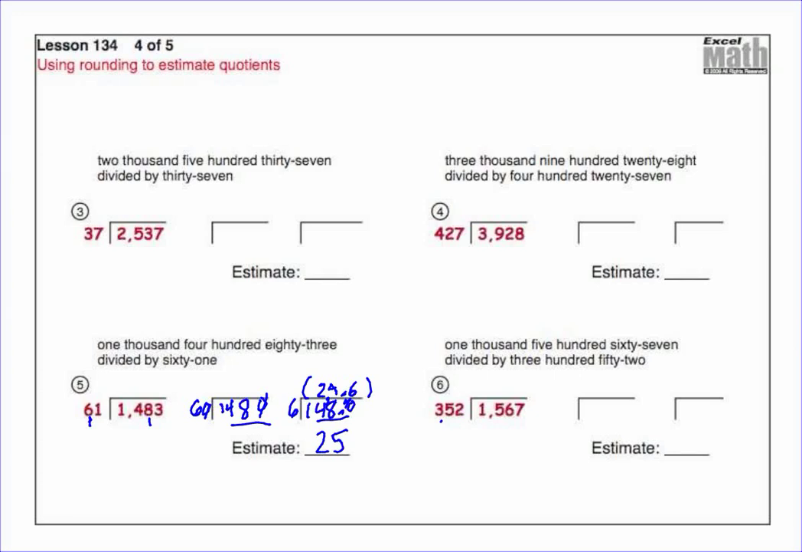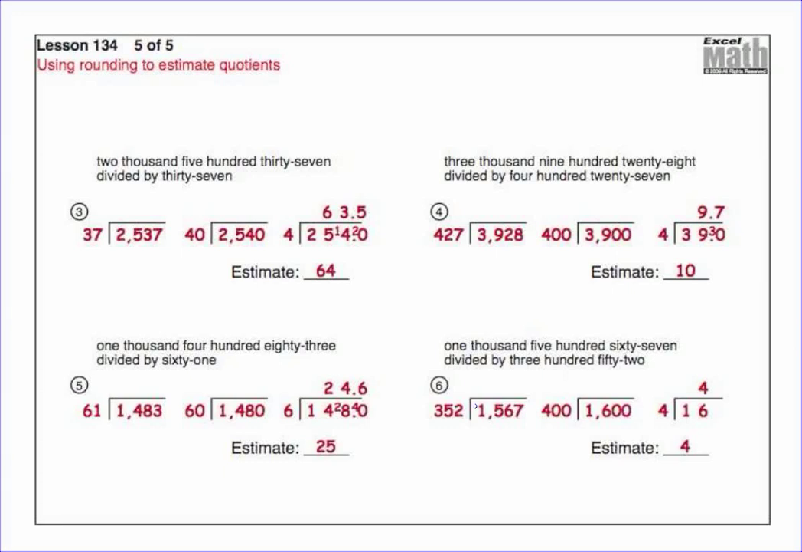Okay, 352, round that to the hundreds place. That would be 400. And this would round to the hundreds place as well, which would be 1,600. Get a couple of zeros off of each one. And this one's really easy because we're putting 4 into 16. We don't even need a decimal point. And that goes in about 4 times. Let's see if they got the same thing over here as we did.